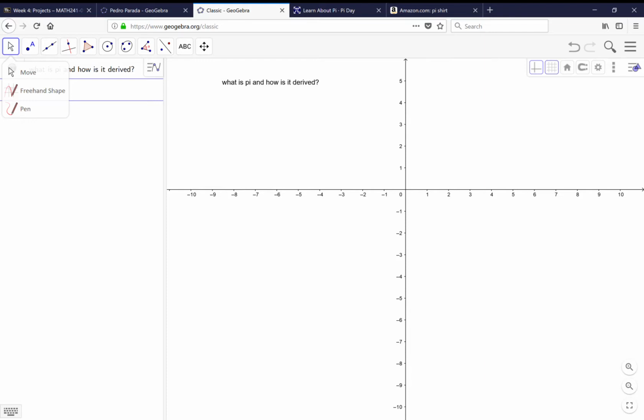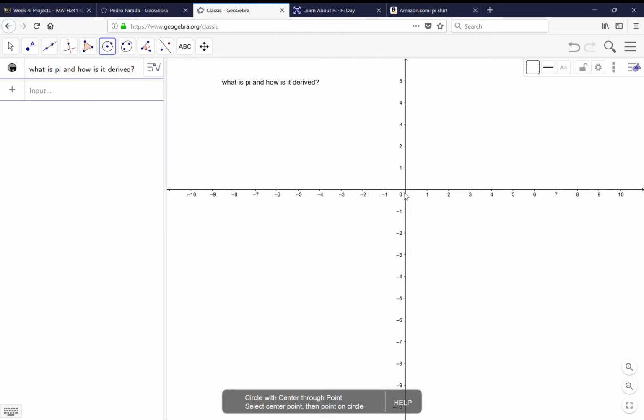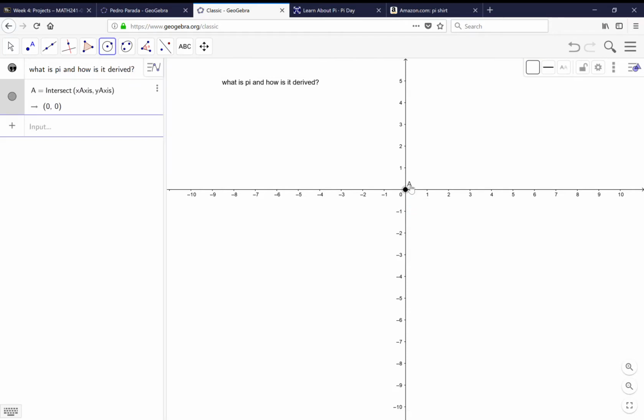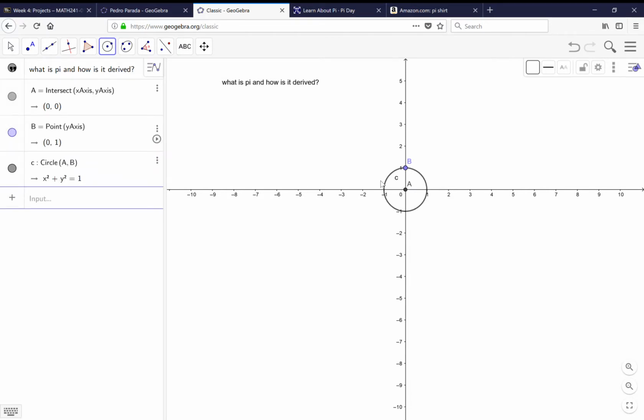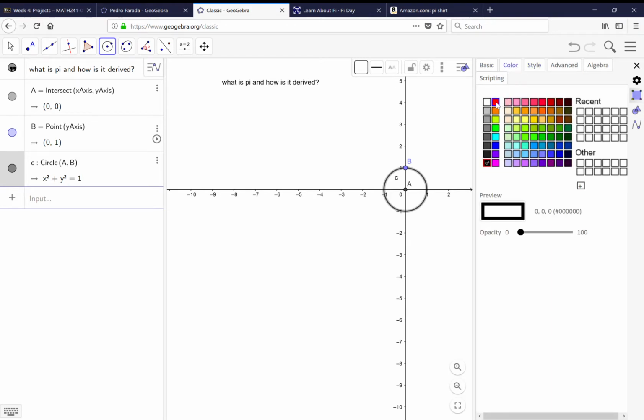So what is pi is a question, how is it derived? One way that I know that you can derive pi is by first creating a circle. So we will create a circle with a radius of 1, kind of similar to a unit circle. And what we're going to do is go to the settings and change its color so we can see clearly what's changing. So we're going to make the circle red.